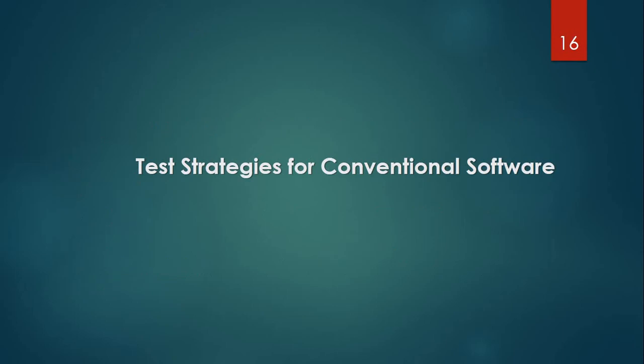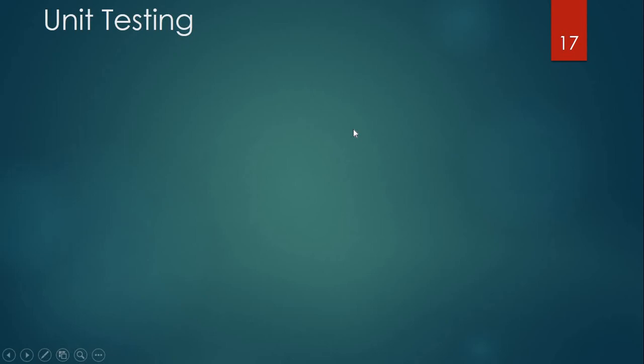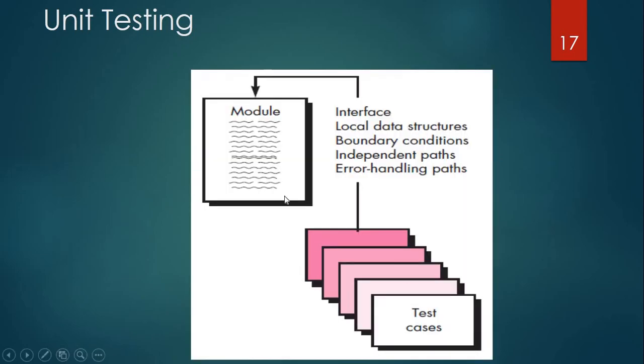Test strategy for conventional software. The first one is unit testing. We will have a module, and that module will be divided into various units. For each unit we will have a test, and that will be known as a unit test. In it, interface, local data structure, boundary condition, independent path and error handling path will be there. All of these will be the test cases. What is a test case? A test case is a condition on which we check whether our software works correctly or not.